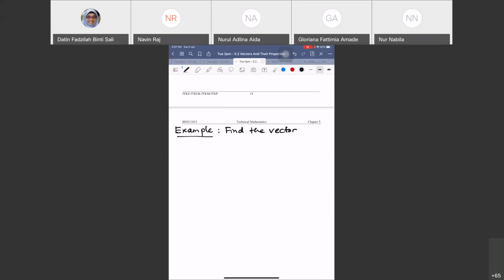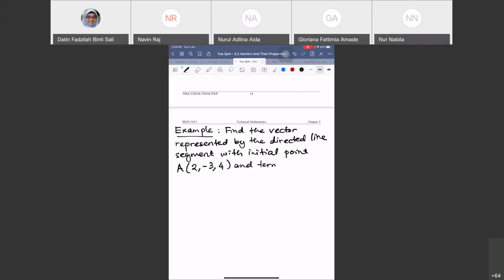Okay, so find the vector represented by the directed line segment with initial point A has this coordinate 2, minus 3, 4, and terminal point B has coordinate of minus 2, 1, 1.